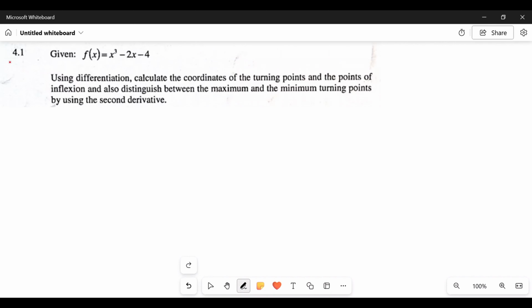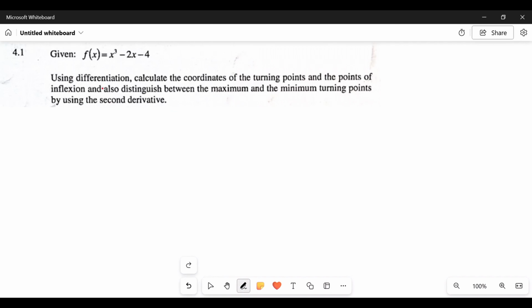All right, guys, here's our 4.1. As you can see, we are given the function here. So the function goes like this: f of x is equal to x cubed minus 2x minus 4. Now we have the statement here. Let's read the statement and see what it is that they want from us. They say, using differentiation, calculate the coordinates of the turning point and the point of inflection, and also distinguish between the maximum and the minimum turning point by using the second derivative.